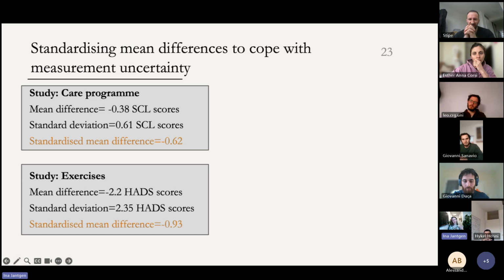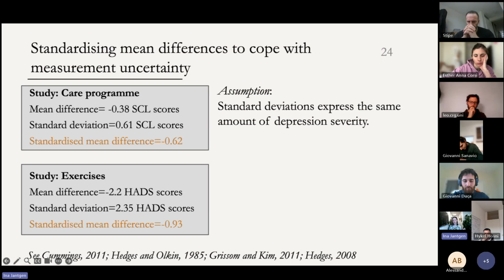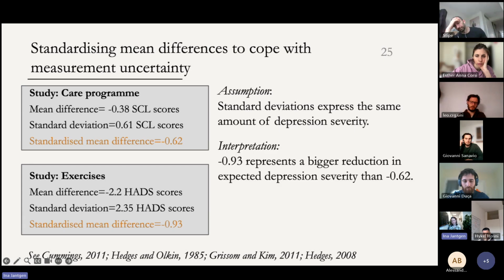There are basically various interpretations of standardized mean differences in the literature. I'll give you three prominent ones just to give you an idea of how people think about standardized mean differences. So one interpretation starts from assuming that the standard deviations in different studies express the same amount of depression severity or of a measured property. So for instance, the standard deviation of 0.61 checklist scores and the one of 2.35 head scores both represent the same amount of depression severity according to this assumption. And if that assumption holds, then of course we can just straightforwardly compare the standardized mean differences.